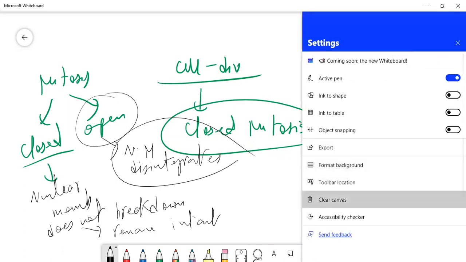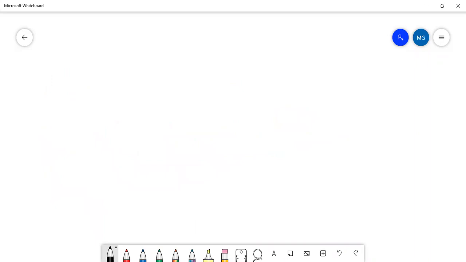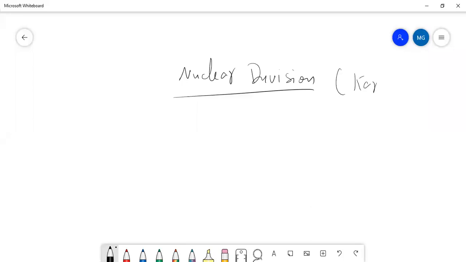Look at another classification. When I talk about nuclear division, you have to remember that nuclear division is called karyokinesis. We say that in mitosis, meaning in cell division, karyokinesis is followed by cytokinesis. We generally say that karyokinesis, meaning nuclear division, is followed by the division of cytoplasm. So karyokinesis is followed by cytokinesis.